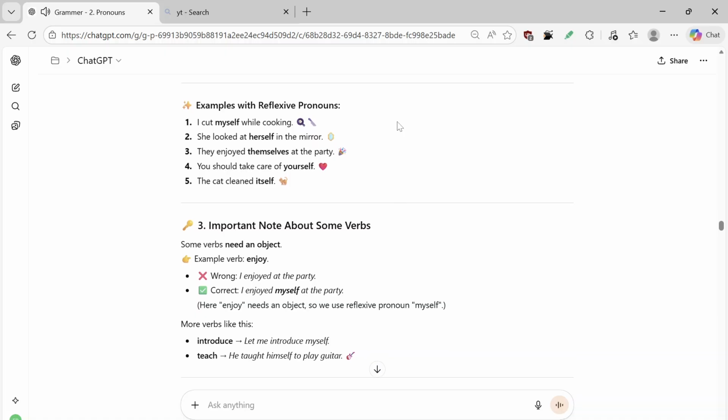1. I cut myself while cooking. 2. She looked at herself in the mirror. 3. They enjoyed themselves at the party. 4. You should take care of yourself. 5. The cat cleaned itself.